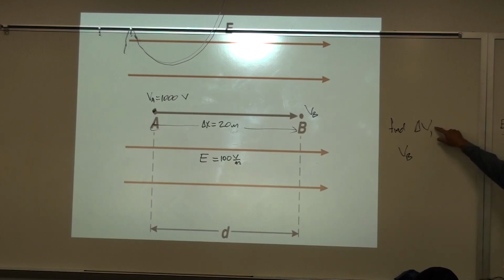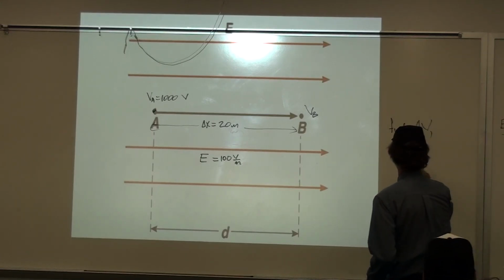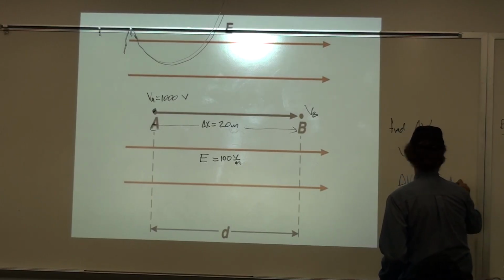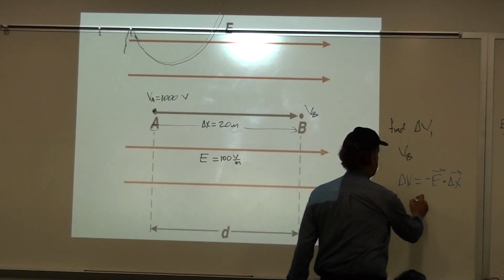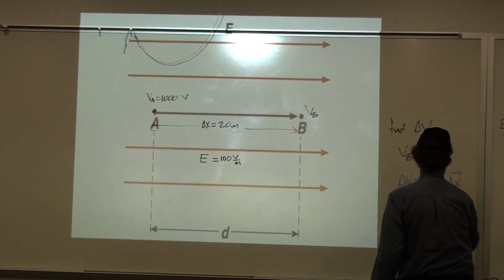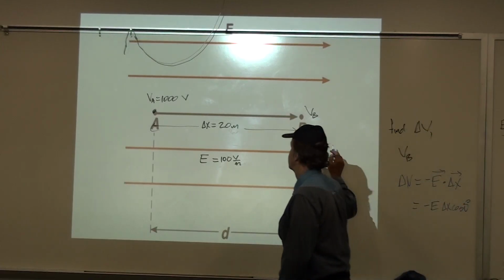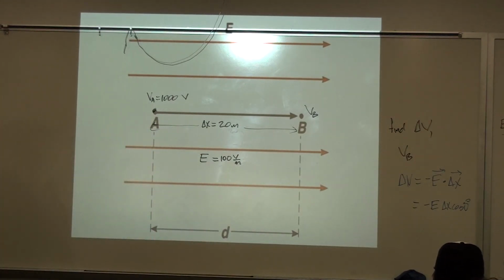Okay, delta V, good. So we go back to our original expression. That would be delta V is equal to minus E dot delta X. In this case, we're calling the displacement delta X. And so this is going to be minus E times delta X times the cosine of 0 degrees, because we're going with the electric field. We're going down in electric potential.